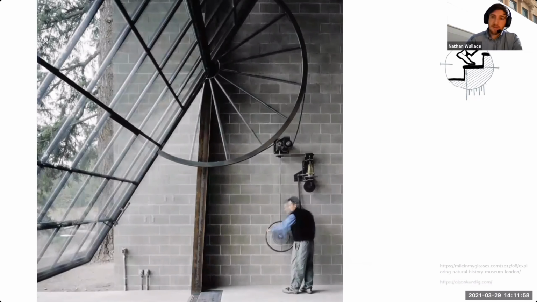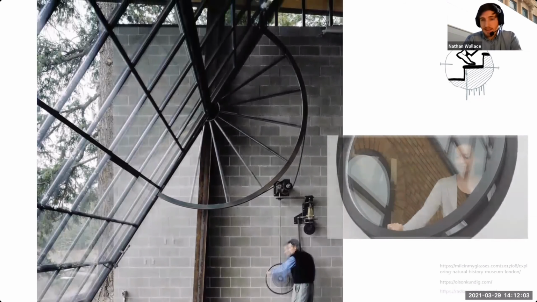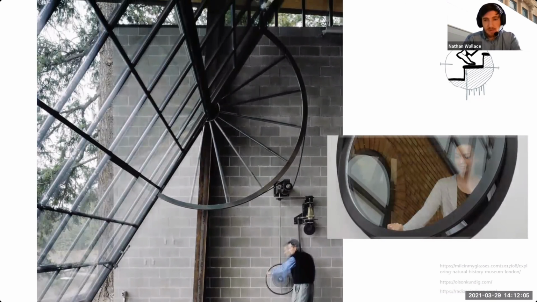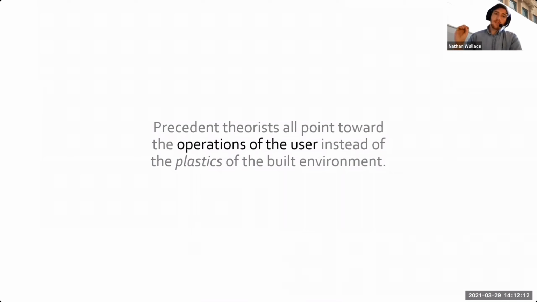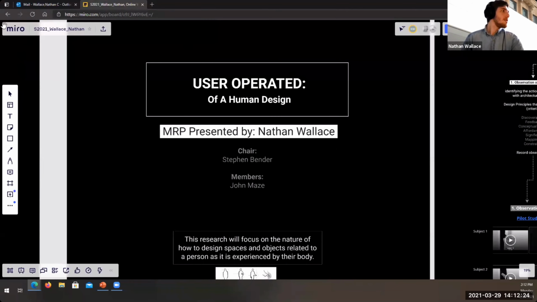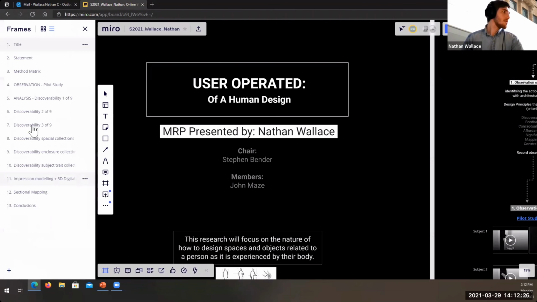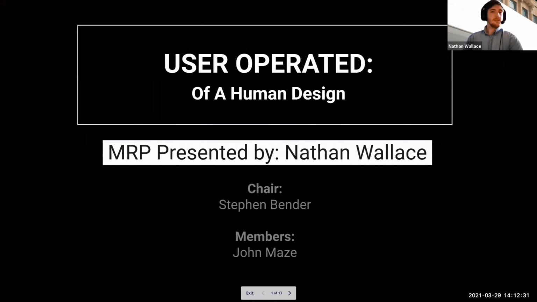But beginning to think about a more personal scale, I have to rethink the studies of a precedent. Precedents in this case are less recognizable. Perhaps I have to create my own case study to develop these observations. So precedent theorists all point towards the operations of the user instead of the plastics of the environment. So let me show you my project as I transition to Miro.